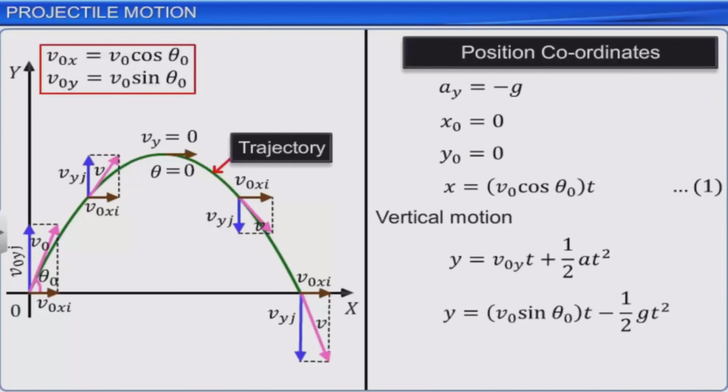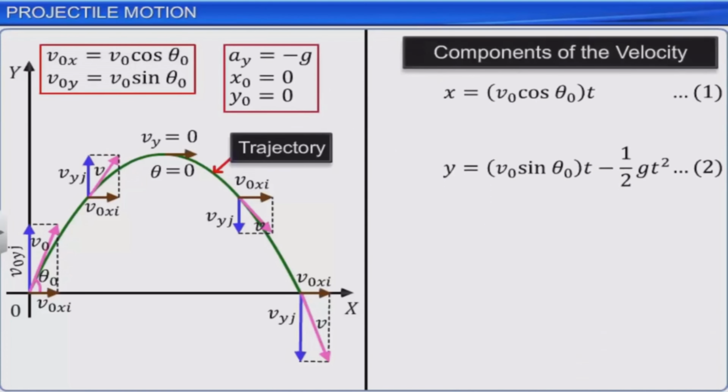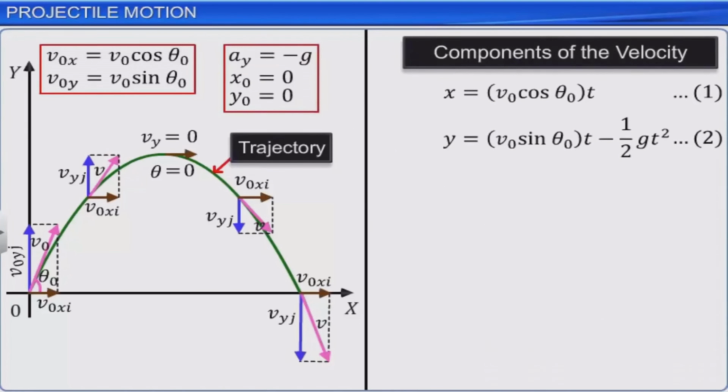Now, we can write the components of the velocity of the projectile at any time t. Vx is equal to v0x, which is equal to v0 cos θ0. As the horizontal component, Vx always remains constant. As the vertical component of the projectile has acceleration equal to minus g, it keeps on changing with time. Hence, Vy is equal to v0 sin θ0 minus g t.